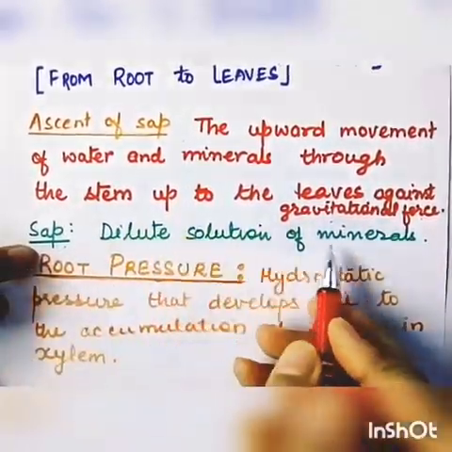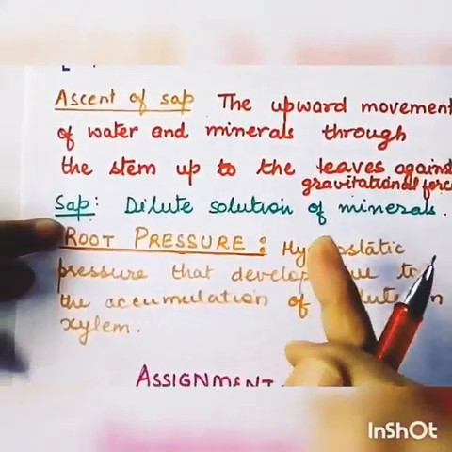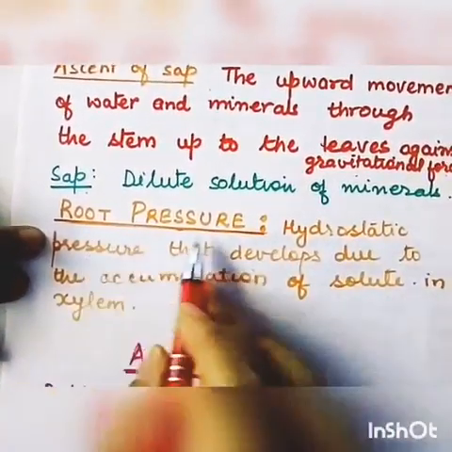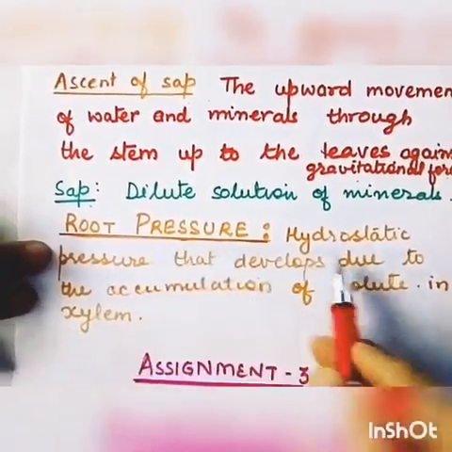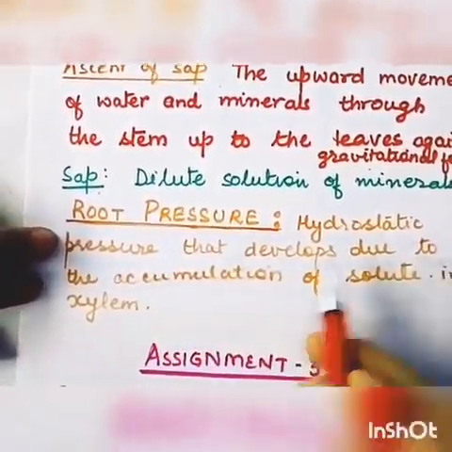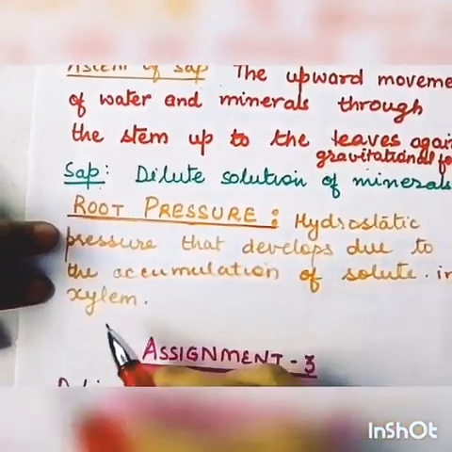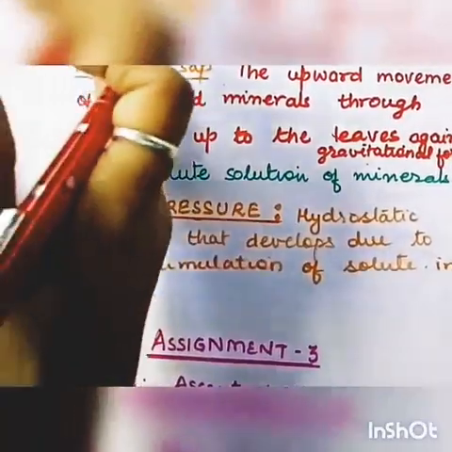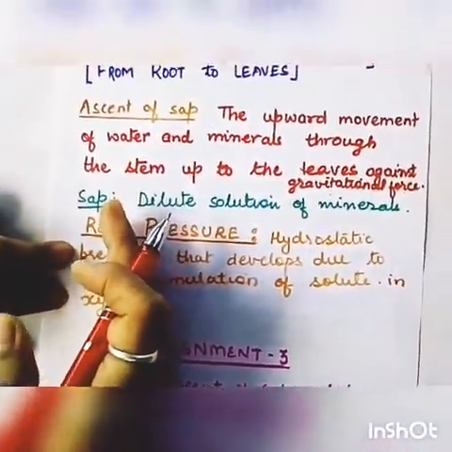Sap is the dilute solution of minerals which is filled in the vacuole, and it moves upward by the root pressure. What is root pressure? Root pressure is the hydrostatic pressure that develops due to the accumulation of solute in the xylem vessels. So now we are going to discuss these three with the help of experiments.